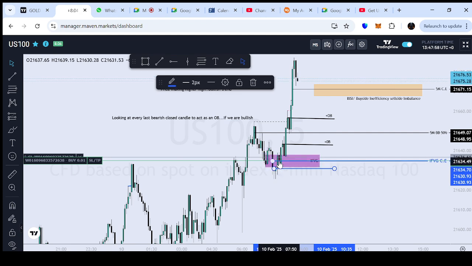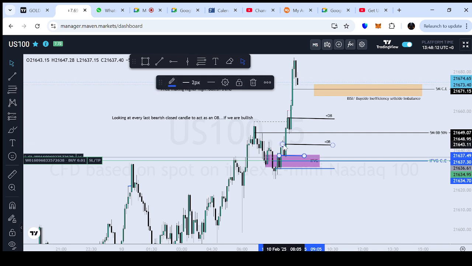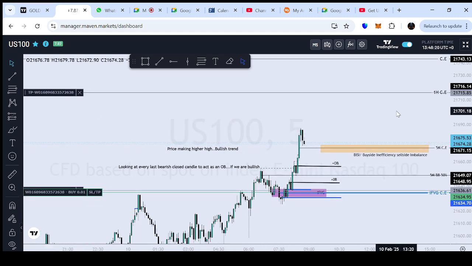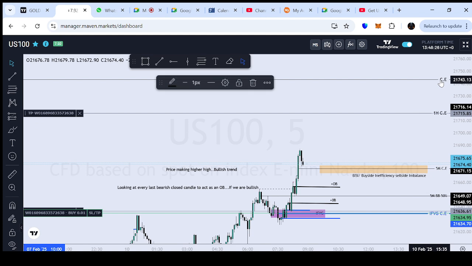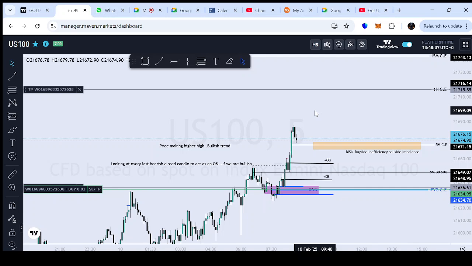The next last close candle of the bearish is this. The next one is this. The high of it, that's the opening of the bearish candle, stands as an order block, because we are bullish. We have targets at this consequent encroachment, this for 1 hour consequent encroachment and 15 minutes consequent encroachment. You have to annotate all this and see the price action on them when price trades and delivers inside them.